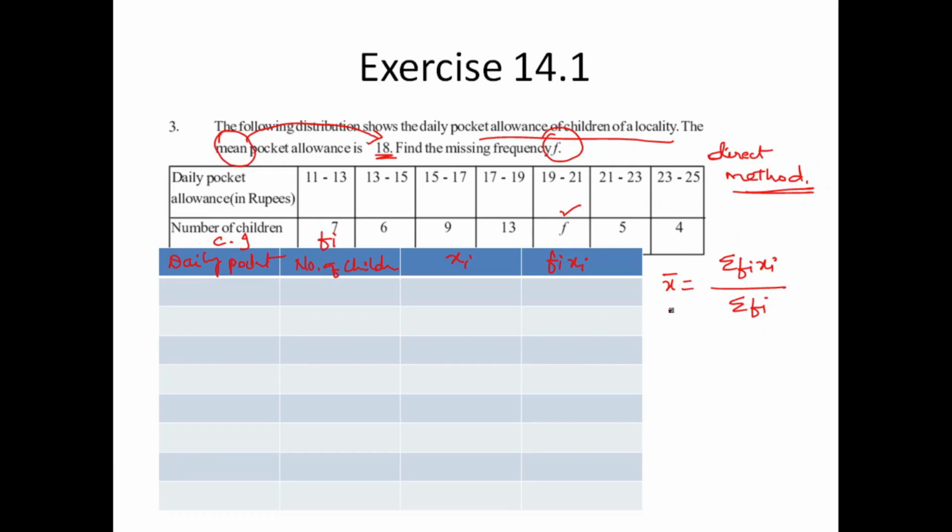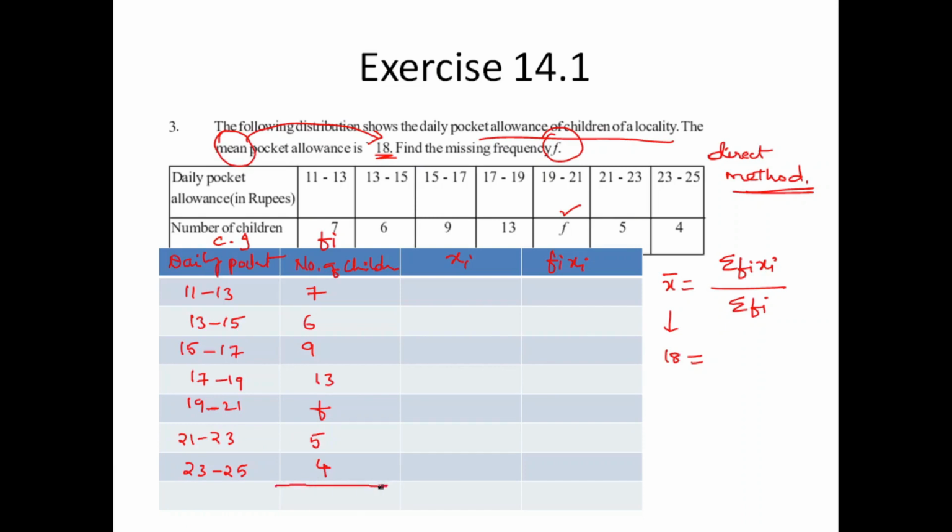Okay, and here this is given as 18 already. Now I need to remove these two values. So let me look over here. I'm having 13 and 7, and the value of this is 7. And this is 13 to 15, and this is taken as 6, and this is 9, and 15 to 17, 17 to 19, this is your 13, and 19 to 21 is your f. You need to find the value of f. 21 to 23, that is your value of 5. 23 to 25, that is the value 4.